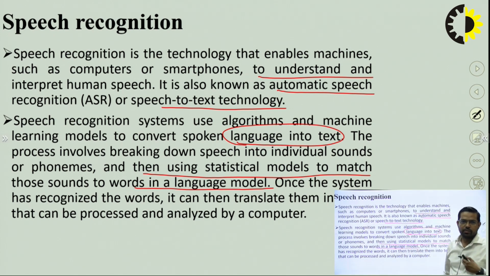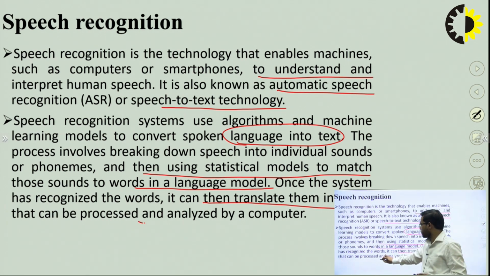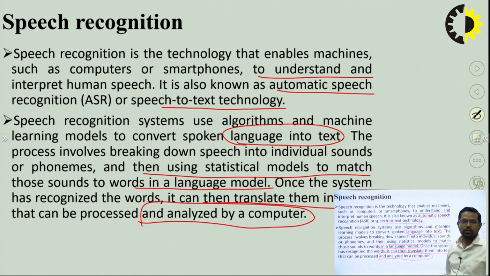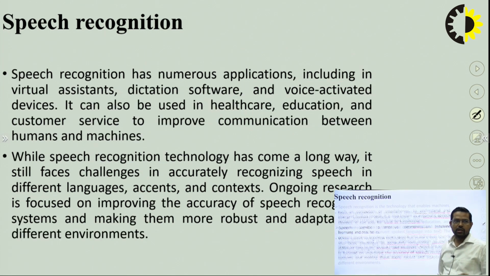So just like when I am speaking, the system has already learned about that particular word. So it understands what the human has said and what the human wants to say. Once the system has recognized the word, it can translate it into text that can be processed and analyzed by the computer. So that is the steps behind speech recognition.